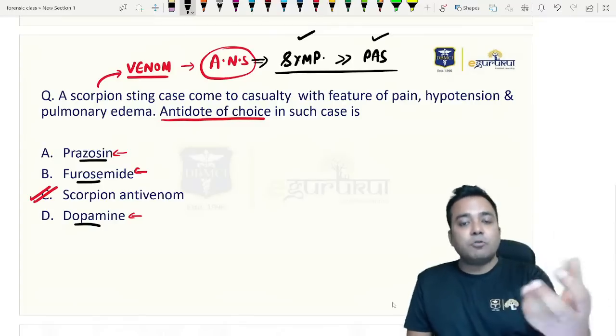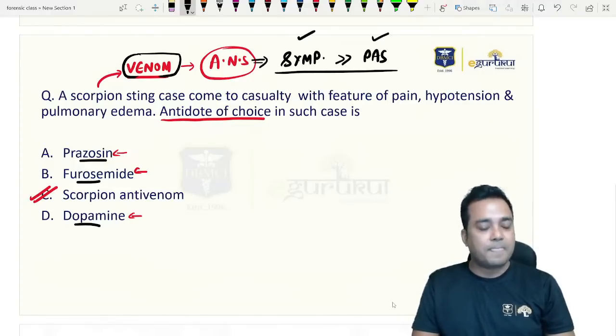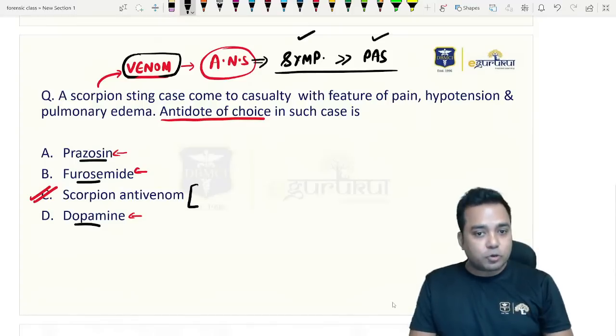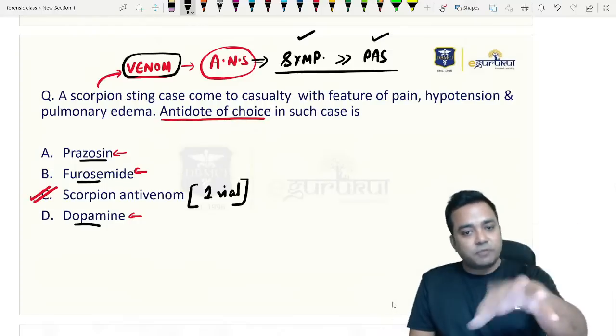But what will be the antidote treatment of choice? This venom will be countered only by scorpion antivenom. Scorpion antivenom. And what is the dose preferred? 1 vial. For snake bite, we give 8 to 10 vials as the initial dose. Here 1 vial is enough.